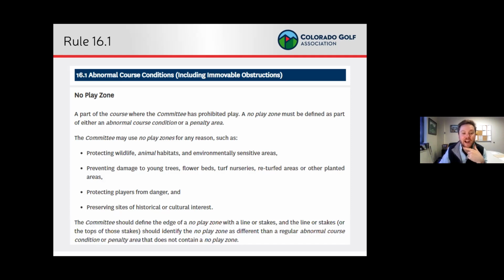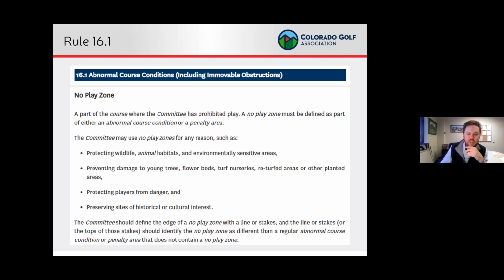The committee should define the edge of the no play zone with lines or stakes. So typically it's going to be painted. If it's a penalty area, the lines or stakes, or the tops of those stakes, should identify the no play zone as different than a regular abnormal course condition or penalty area that does not contain a no play zone. So that's where you'll see the red stakes or yellow stakes with green tops on them. That usually will mean, and by usually I mean always, that's a no play zone.